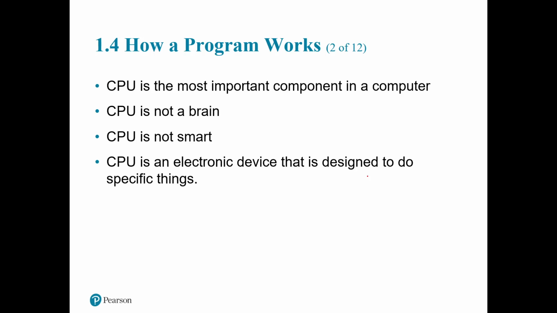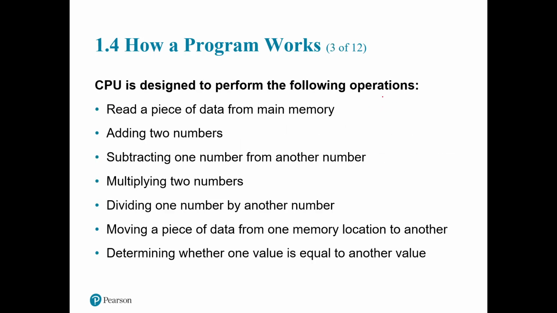They don't call it a brain, but if you imagine it as a brain that you control, you can think of it that way. But the CPU is not smart. That's why the book says it's not a brain, just because it's not smart. It cannot think for itself. It's just a device that is designed to do certain things. So these are all the operations that the CPU can do.